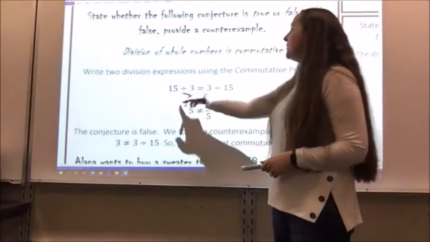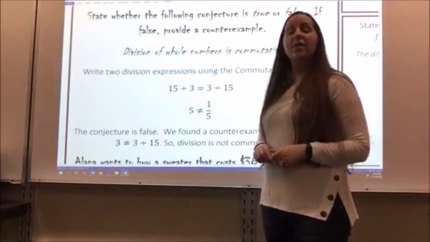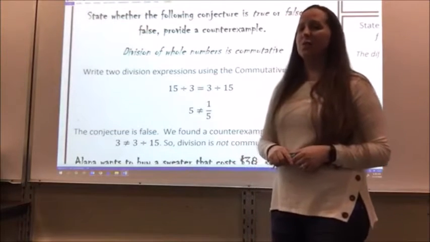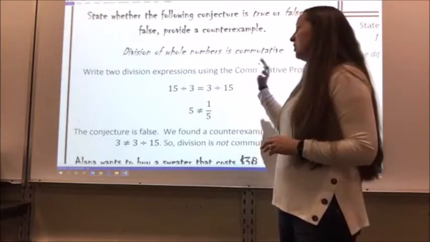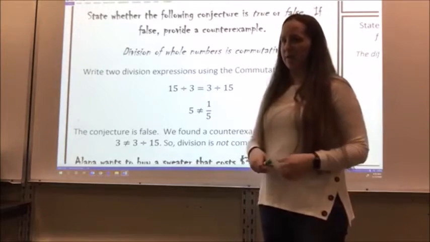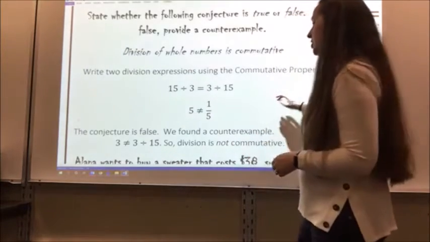Okay. 15 divided by 3 is 5. 3 divided by 15 is 1/5. So these are not equal. So that means division of whole numbers is not commutative. So it's a false conjecture.